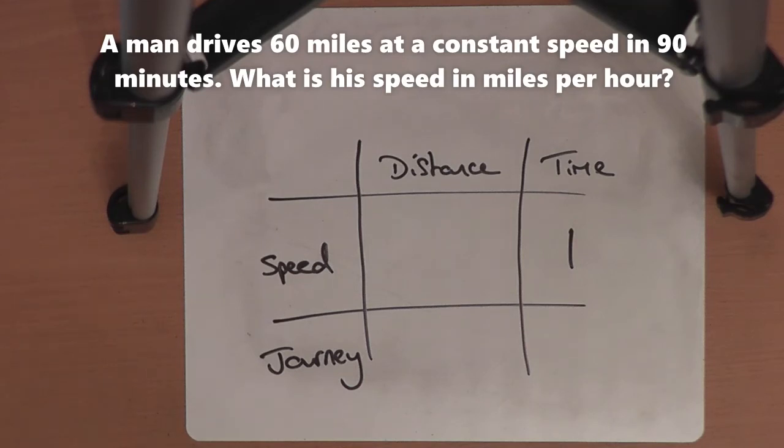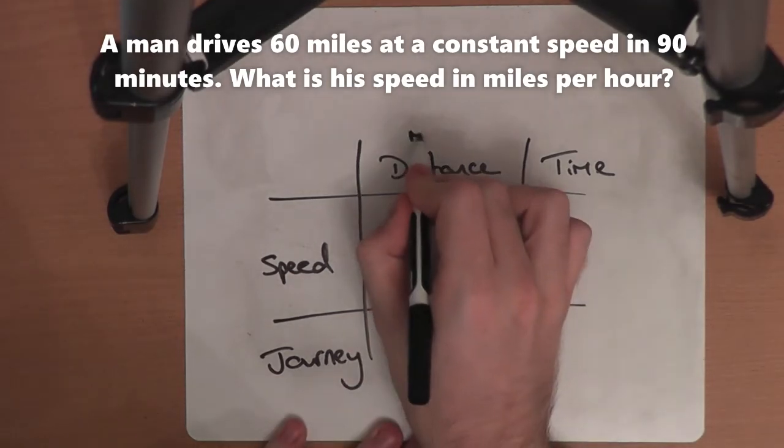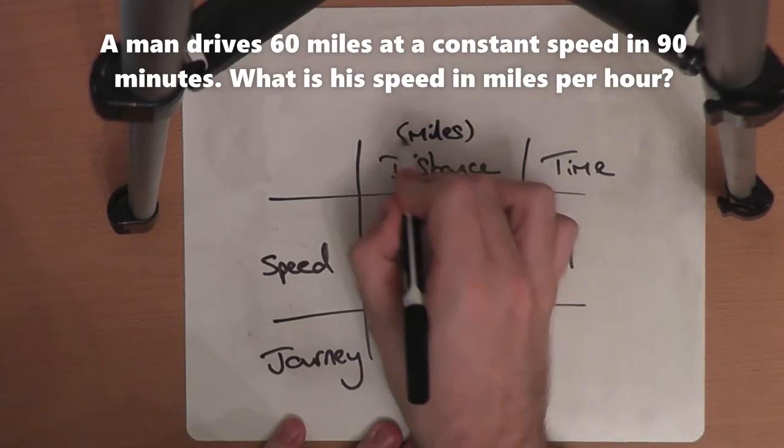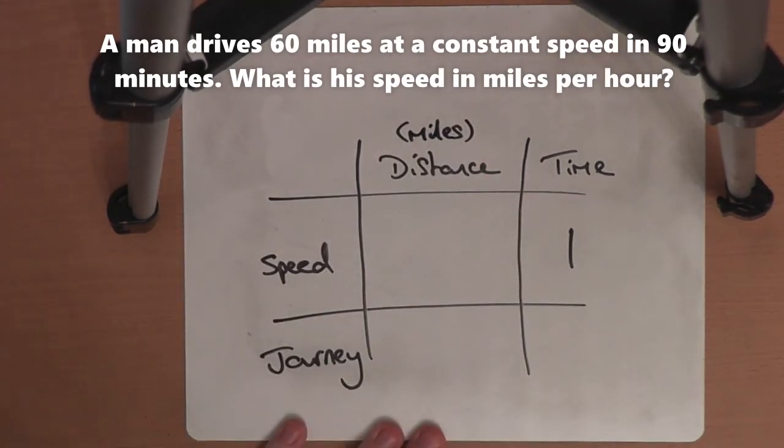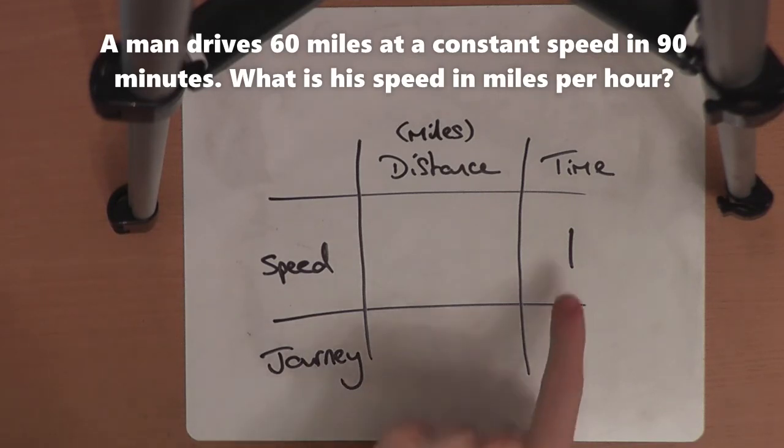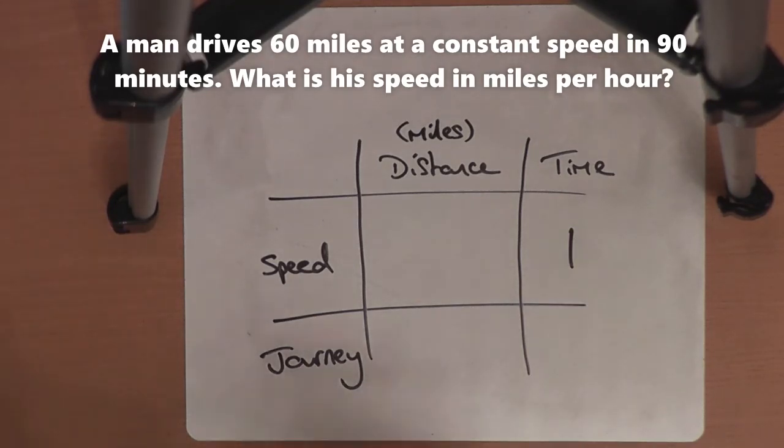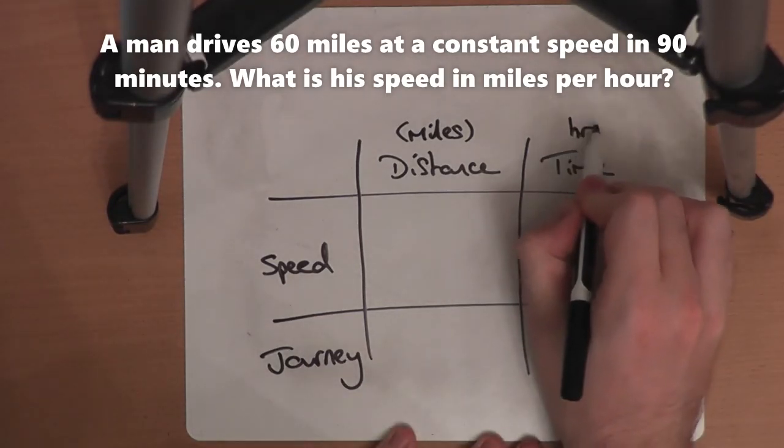Distance unit we're working with, 60 miles is mentioned, so the distance unit this time is miles. And the time unit that's mentioned, well, depends which bit of the question we read. There is a mention of 90 minutes, but we are asked to give the speed in miles per hour. So really we need the speed to be given in hours. We need to be thinking about 1 hour here. So we're going to call the time unit hours.